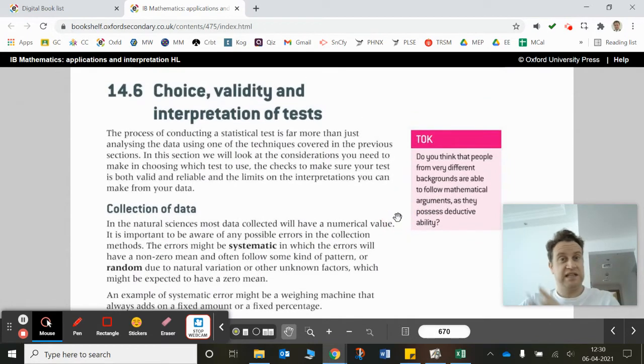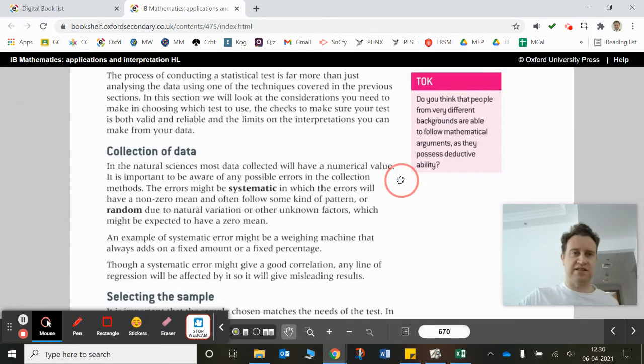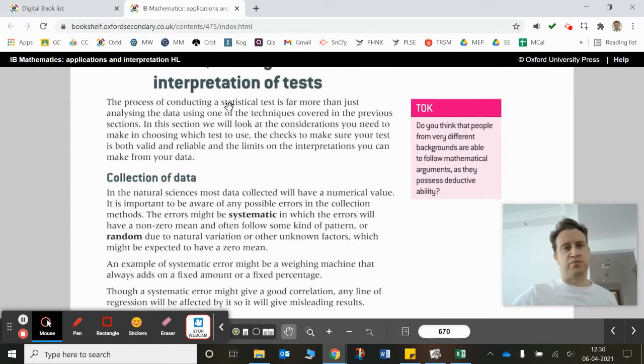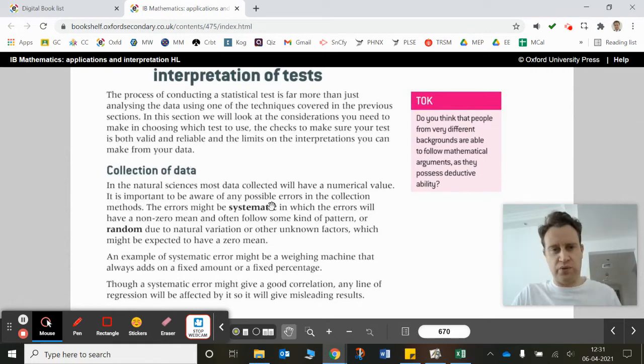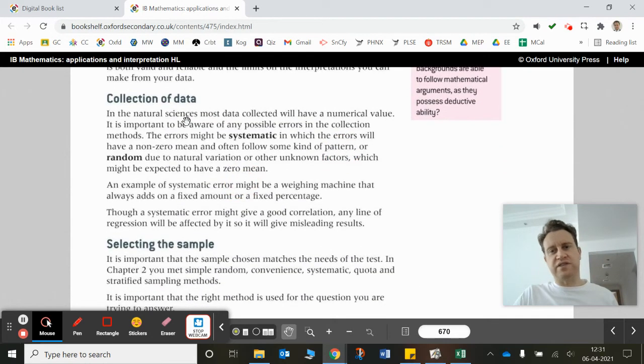Choice, validity, and interpretation of tests. It says the process of conducting a statistical test is far more than just analyzing the data. In this section, we are looking at the considerations you need to make in choosing a test to use, and checks you need to make to check your test is valid and reliable. So, collection of data to start off with, and as I said, I'm going to pop straight to the examples here.